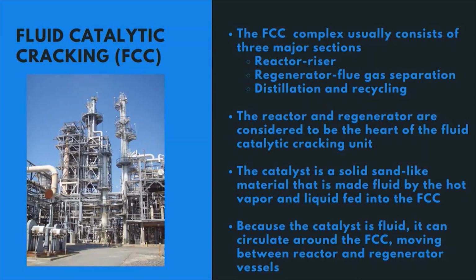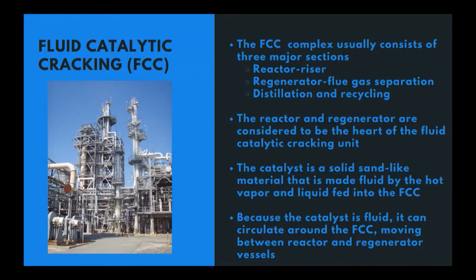The FCC unit complex primarily consists of three major sections. One is known as the reactor riser, where the actual reactions take place. Then a regenerator, or flue gas separation unit. The catalyst, as I said, is made of fine solid particles, and after the reaction the coke will deposit on the surface of the catalyst. So, the coke has to be removed and the catalyst has to be regenerated. That is the purpose of the regenerator or the flue gas separator.